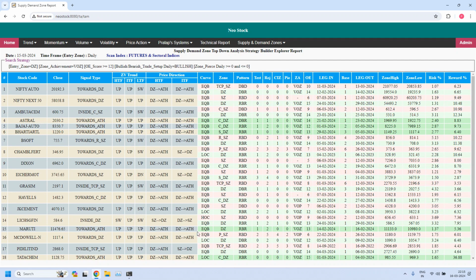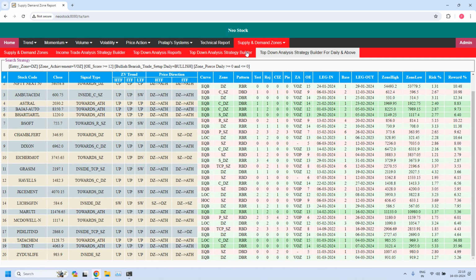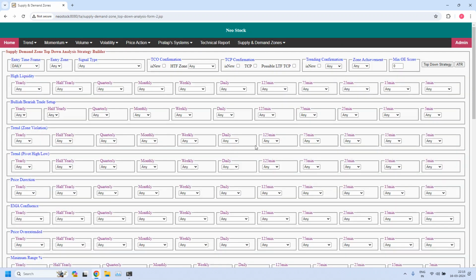Okay, this is about the bullish trade setup, the stocks currently supporting a bullish trade setup. Now let us identify bearish trade setups. Entry time frame is daily and entry zone is supply zone. And in the bullish or bearish trade setup at daily time frame, I am selecting bearish.